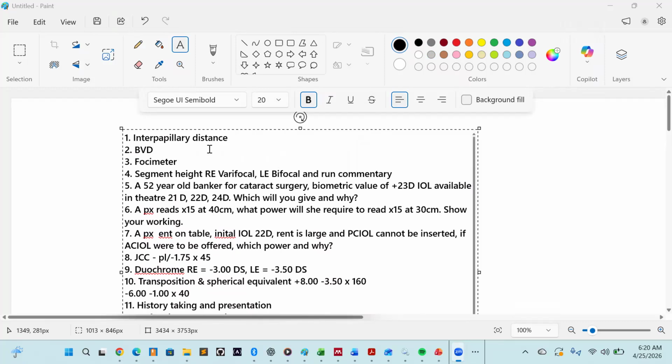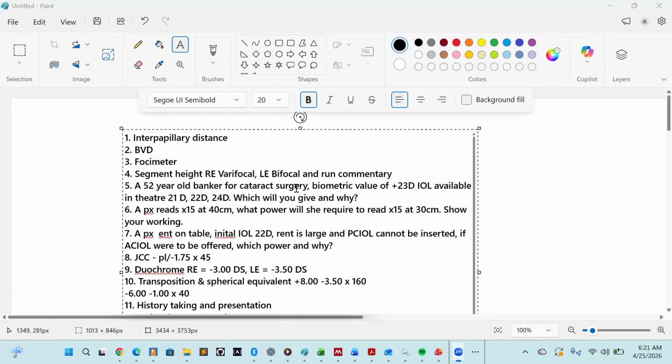I'm sure I spoke about it the other time, but let me just say it again. The IPD is interpupillary distance. And to measure it, of course, we do the normal greeting and everything, but the most important things are that you have to do it for the distance and the near.